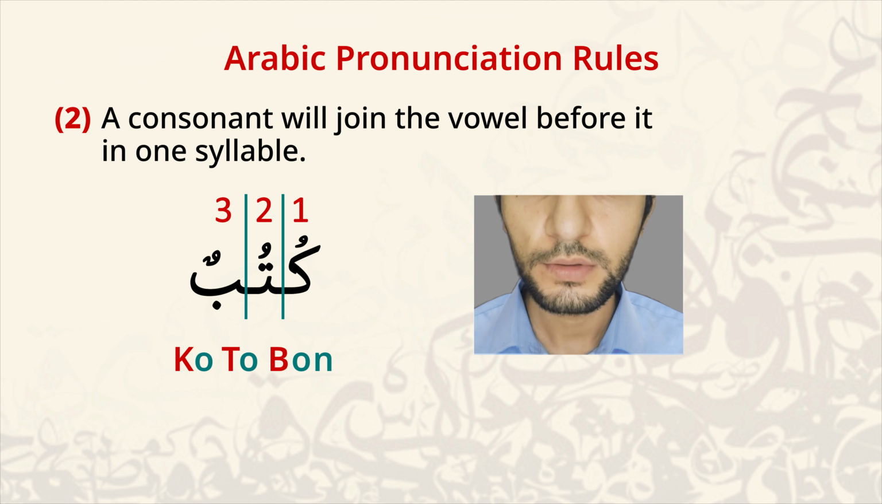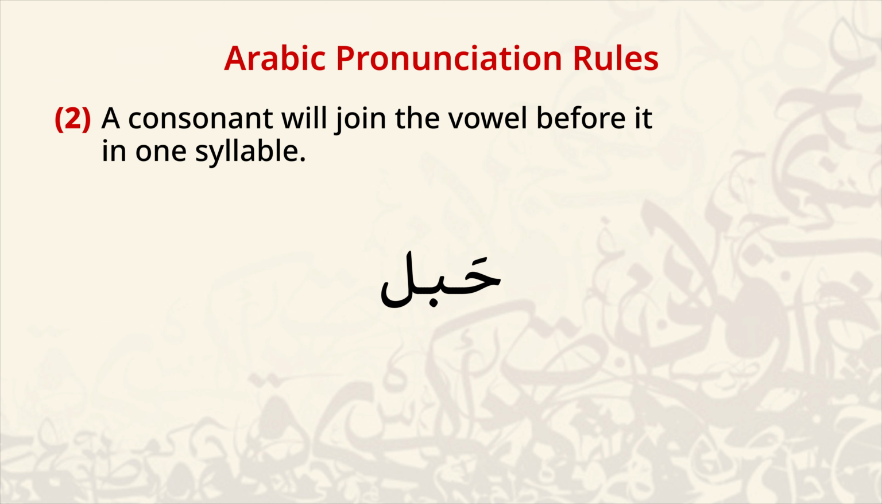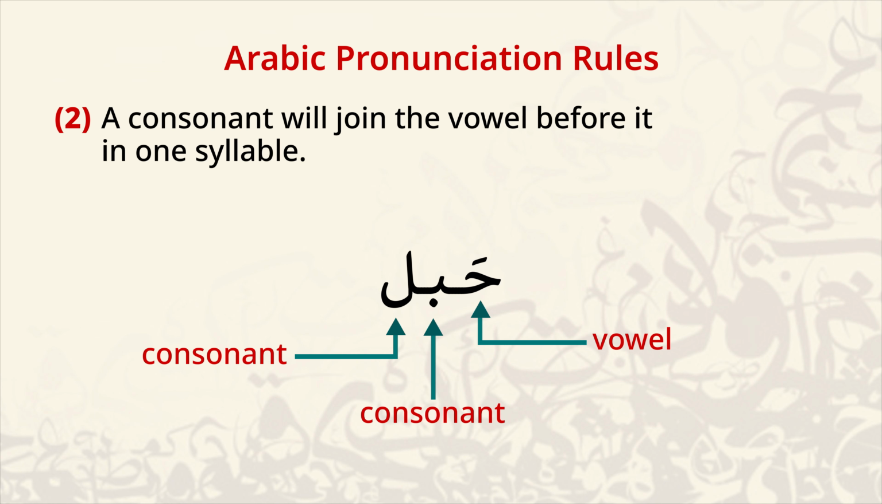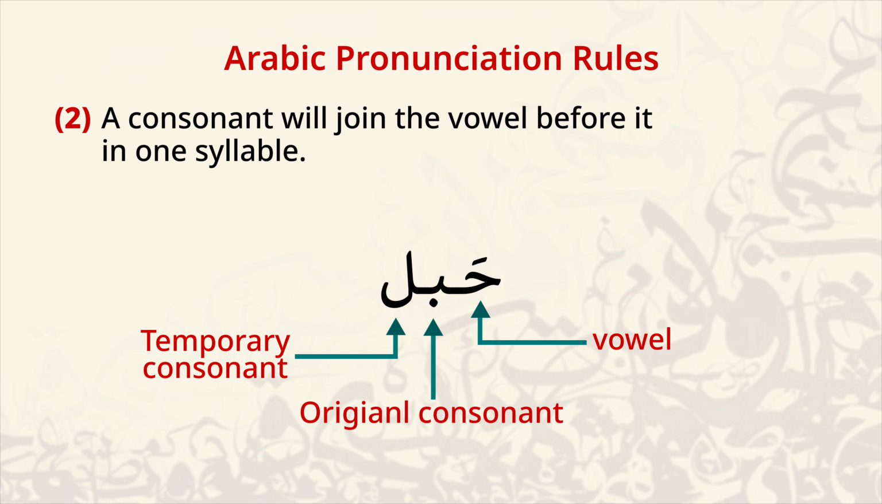Let's look at a different example. This word, as you see, only contains one vowel and two consonants. So what is going to happen here? I mentioned this case in the previous lesson of this course and said this is the only case in which we see two adjacent consonants, when the last letter is temporarily consonant and the letter before is originally consonant.